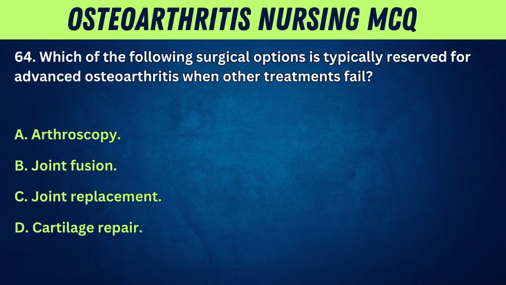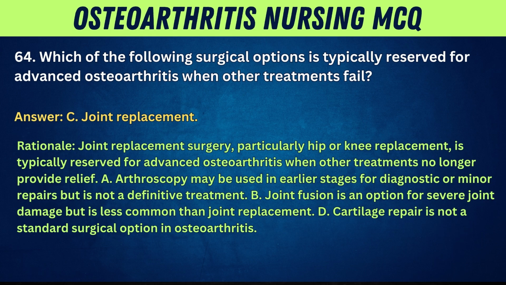64. Which of the following surgical options is typically reserved for advanced osteoarthritis when other treatments fail? A. Arthroscopy. B. Joint fusion. C. Joint replacement. D. Cartilage repair. Answer: C. Joint replacement.